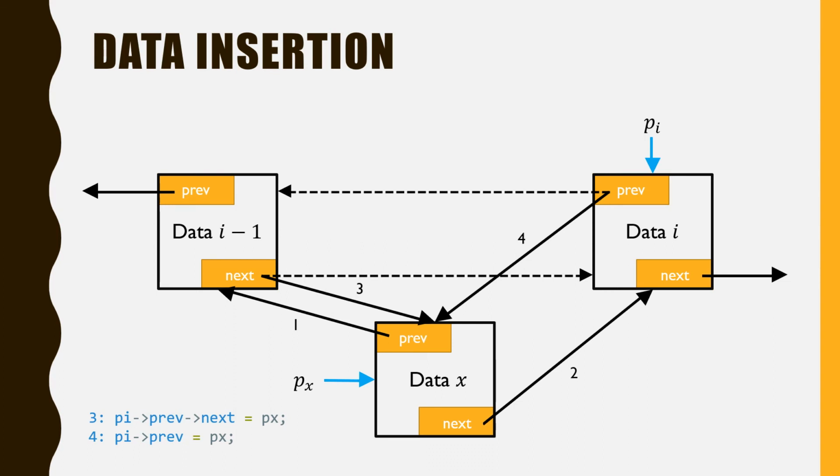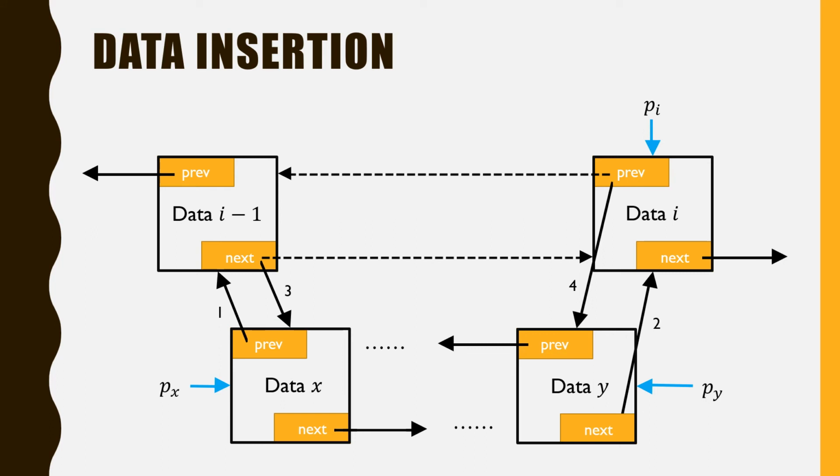The third step is to make the next link of data element i-1 point to data x. And the fourth step is to make the prev link of data element i point to data x. The changes of the link are labeled 3 and 4 in the figure respectively, and they can be implemented with the code shown here.